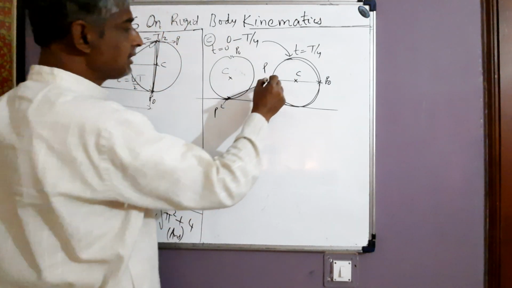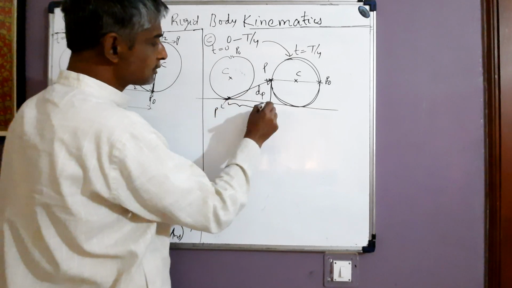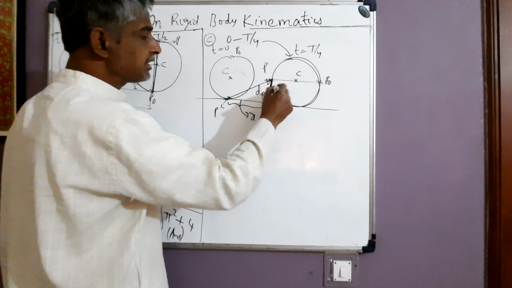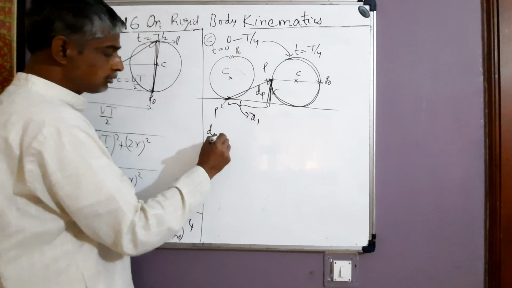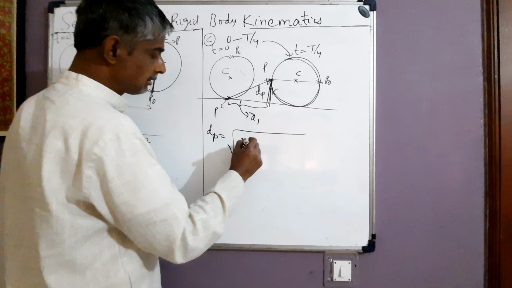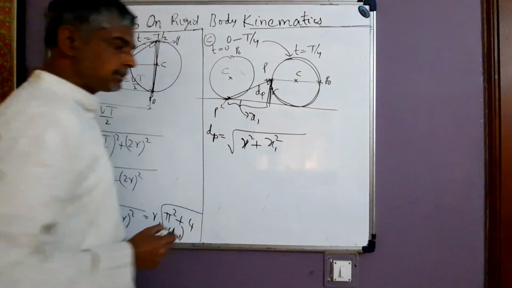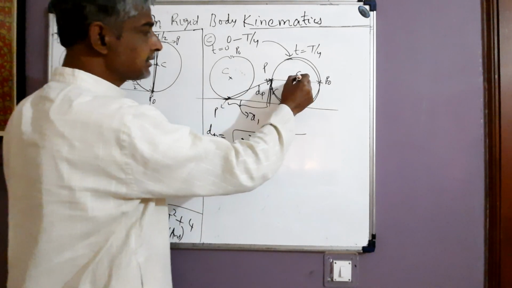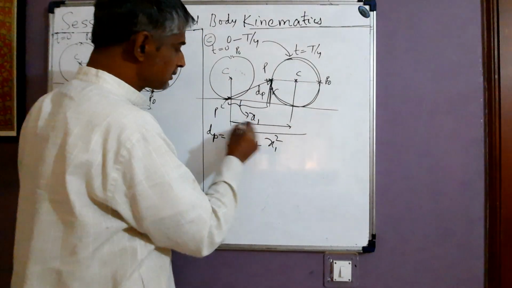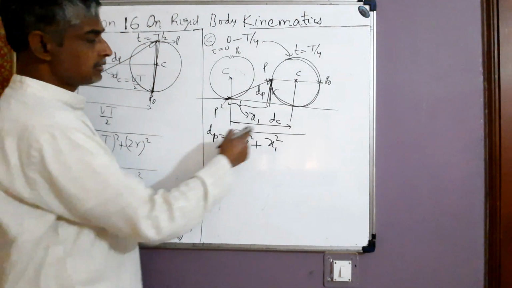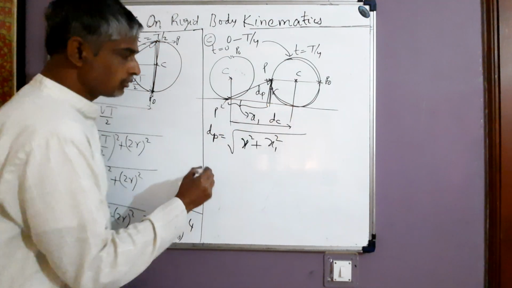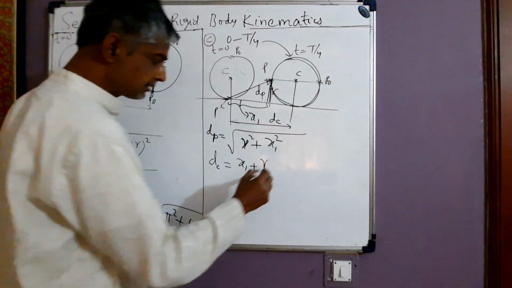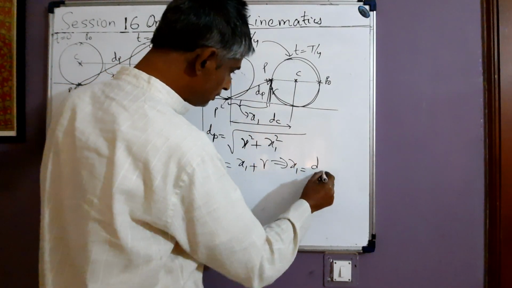Now to find dP, we drop a normal from here. dP is this square plus this square. Let us call this distance x1, and this distance is the radius r. So dP is equal to root under r square plus x1 square. Now we have to find the value of x1. How to find x1? See, the initial center was here, the center has moved here. The center has undergone a displacement of, say, dC. Now from the diagram geometry, dC is equal to this distance x1 plus this distance, which is simply r. So that means x1 is equal to dC minus r.